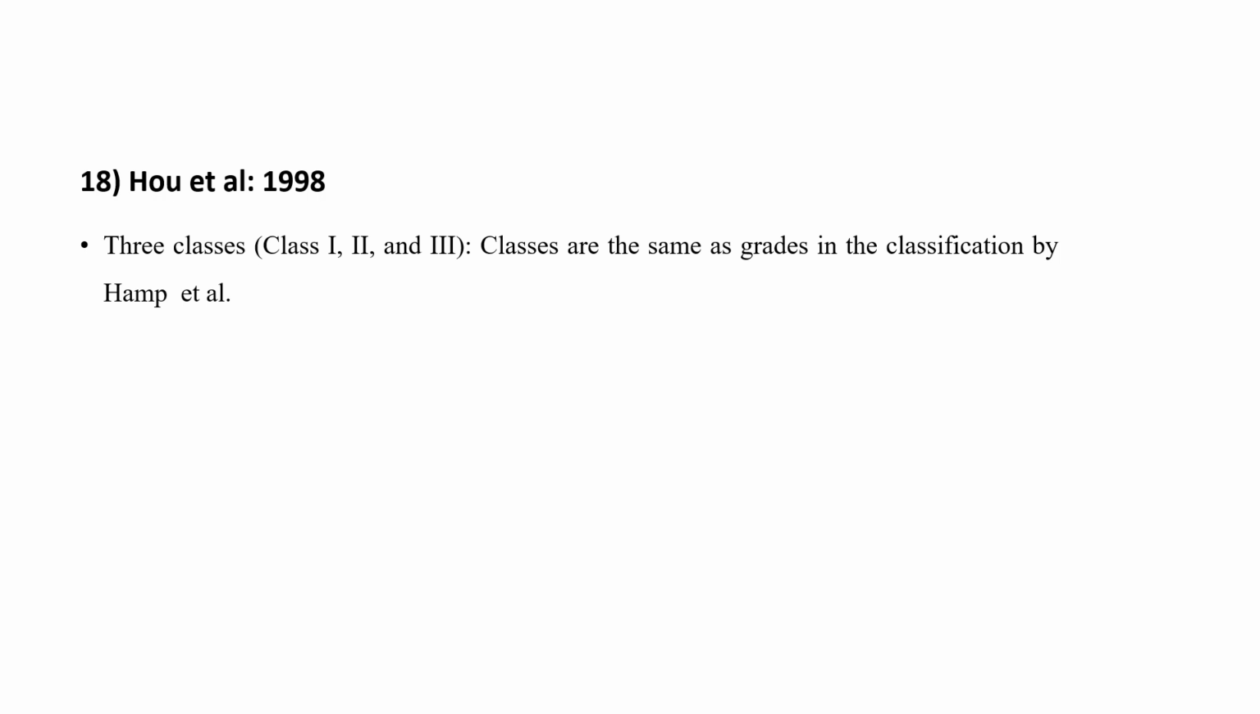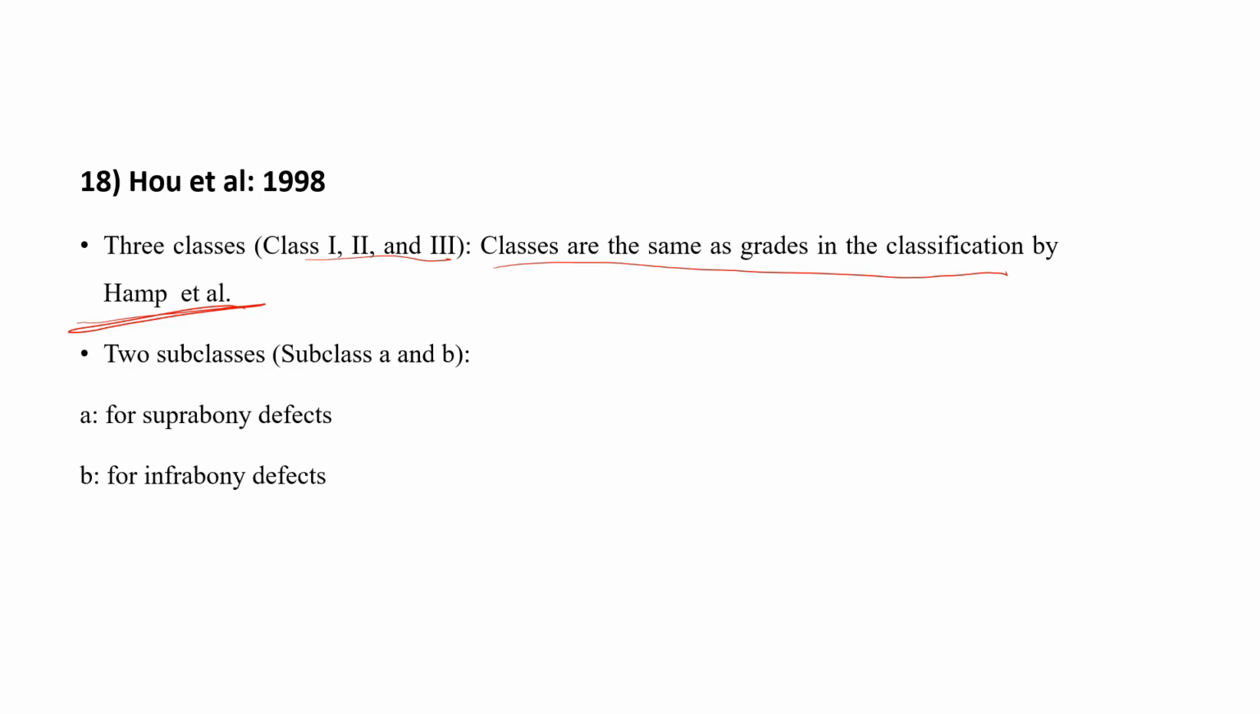There are three classes, that is class 1, class 2, class 3. Classes are basically the same as it was given by Hamp et al. Now you remember Hamp et al. We have seen that if less than 1/3 of the tooth width is involved horizontally, then it is degree 1, degree 2, degree 3. Those degrees are changed into class 1, class 2, class 3 by Ho et al. And they have given two subclasses, that small a is for suprabony defect, small b is for infrabony defect.